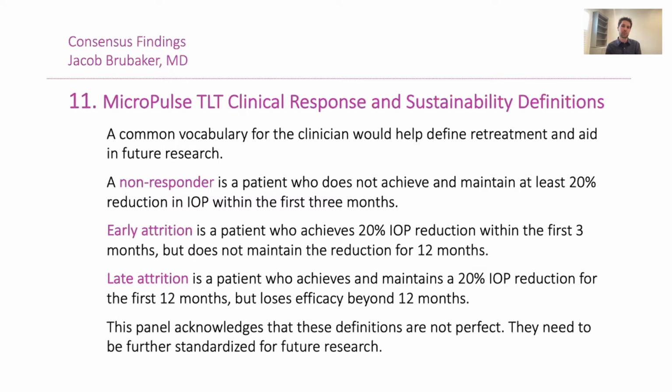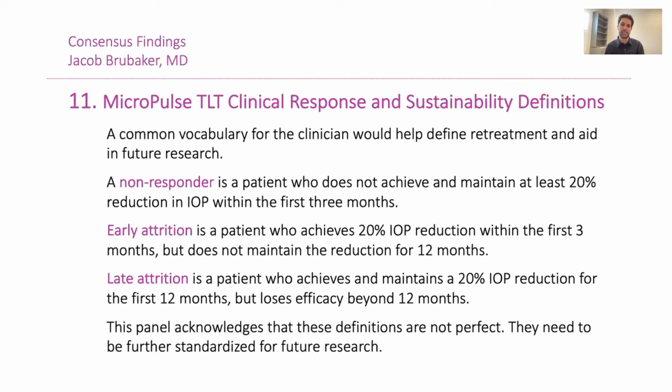The next definition that we're proposing is early attrition, which is the word that we use. This is somebody that had that initial response within the first 3 months, but then didn't maintain that response out to 12 months. And then somebody that has a late attrition is somebody that did receive that initial response, and it lasted for at least a year, and then beyond that, they start to lose efficacy.